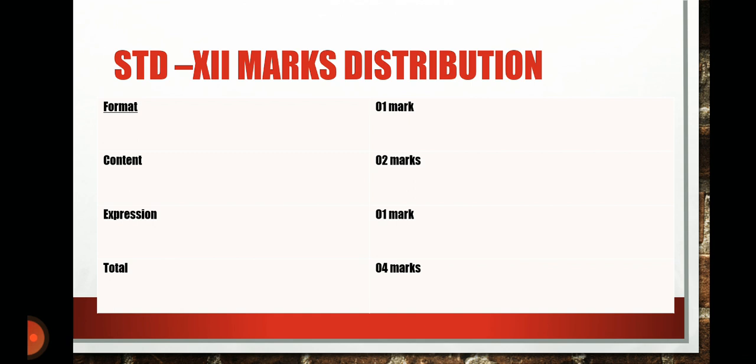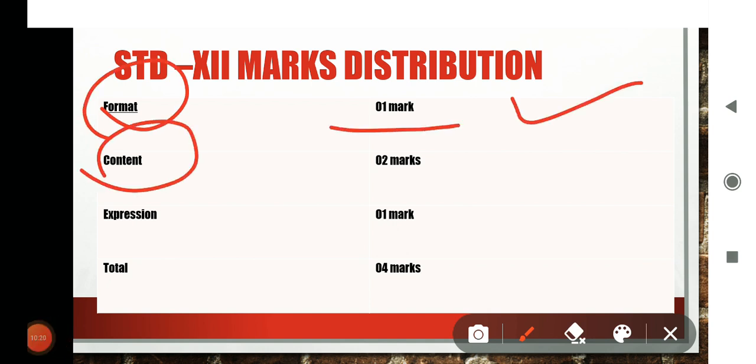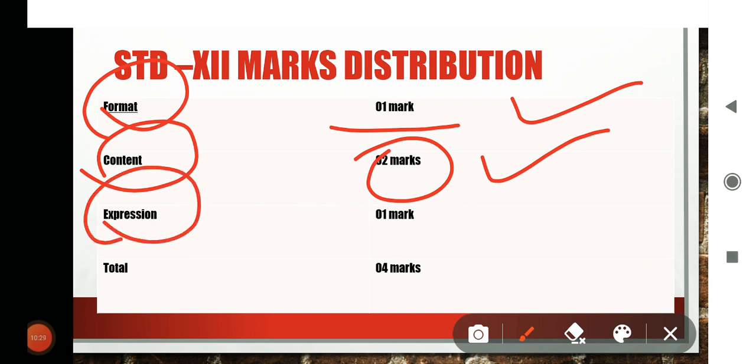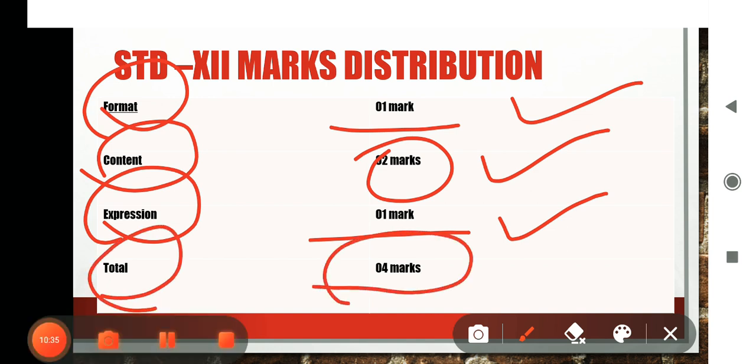This is the marks distribution. For your format, 1 mark is there. If you have written enriched content, then you will get 2 marks. Then for content you will get 2 marks. If you have expressed yourself well with a very simple and formal tone, then you are going to get 1 mark, and in total you will get 4 marks. So let us move forward.